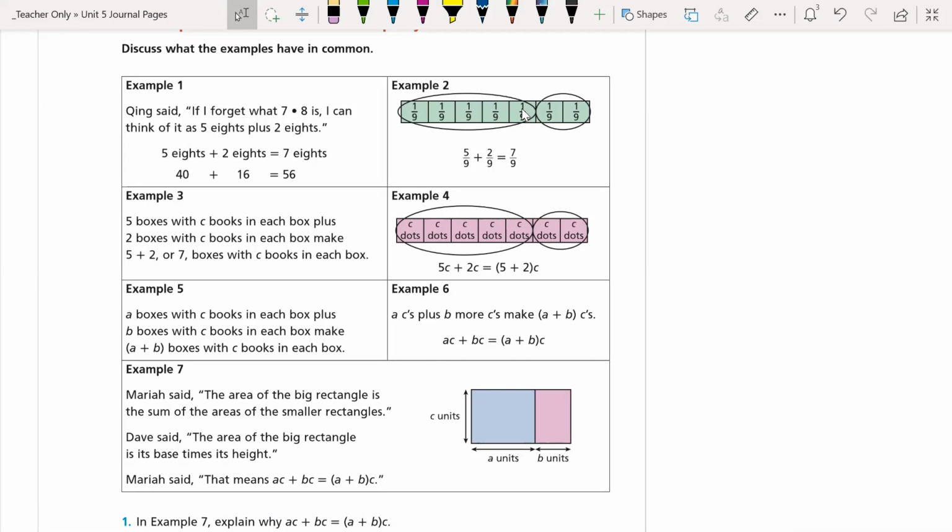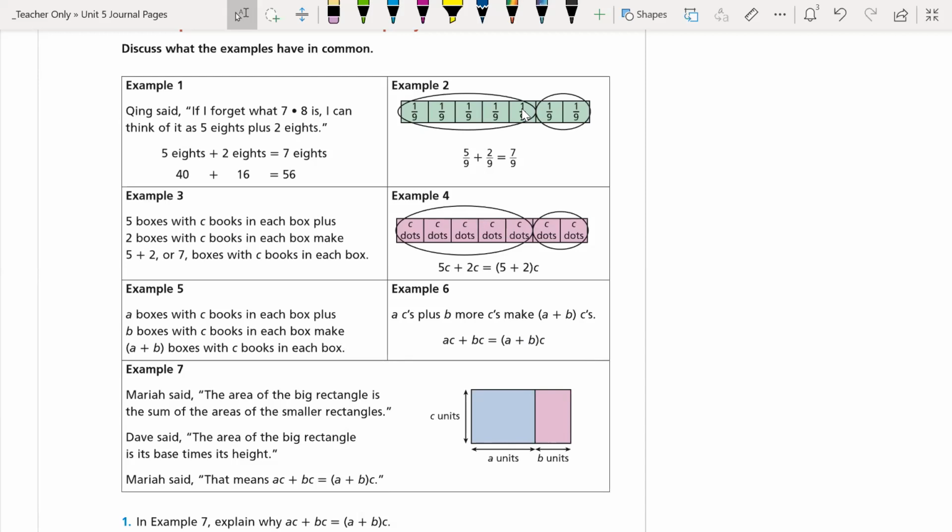So we have 7 examples here. And in class, we discussed these examples. Example number 1, King said, if I forget what 7 times 8 is, I can think of 5 8s plus 2 8s, which is 40 plus 16 is 56. And we talked about how that was correct and how there were different ways that we could write or rearrange these numbers. Same for example number 2, except with fractions.